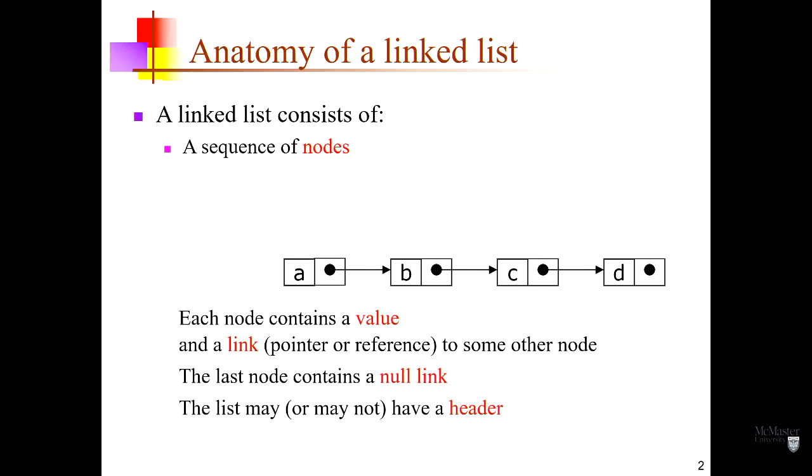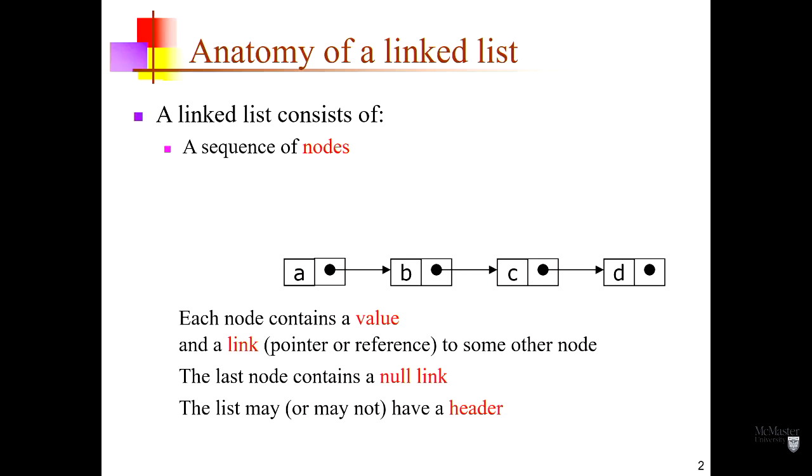When we say a header, we mean a header to the full list. There is only one header, or one head. It's not that each node has a head, right? So each node has a value and a pointer to the next one. Done. This is a node.